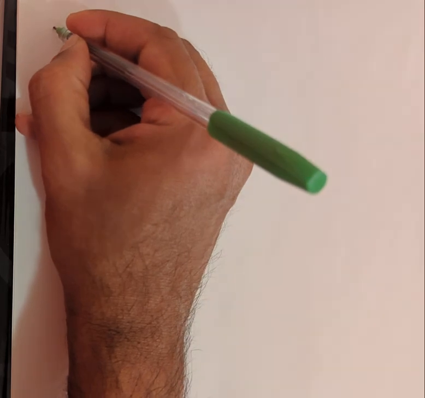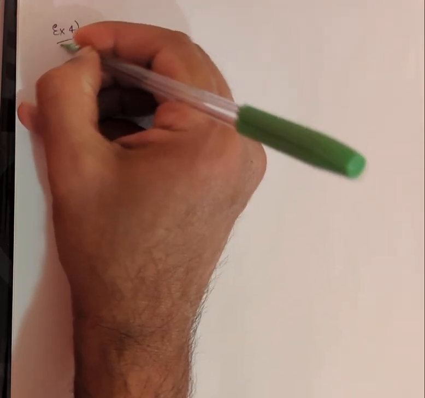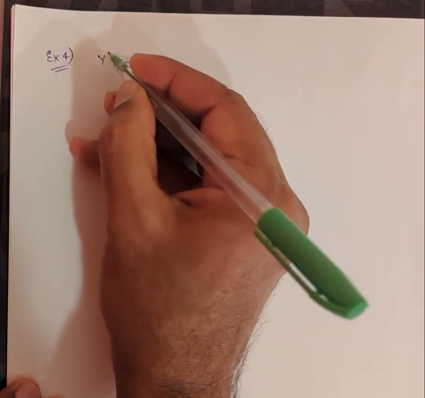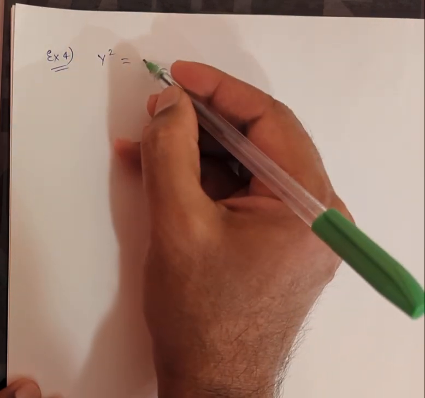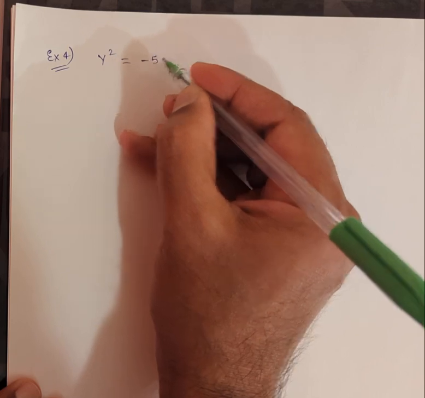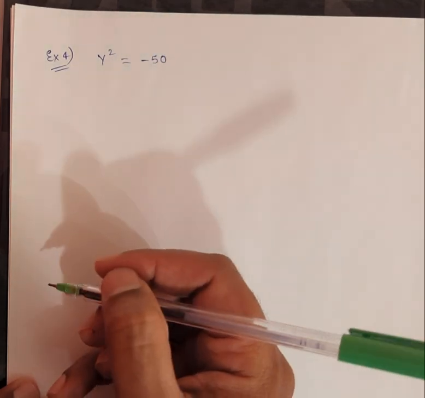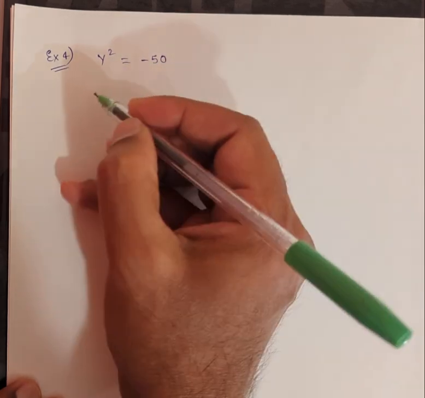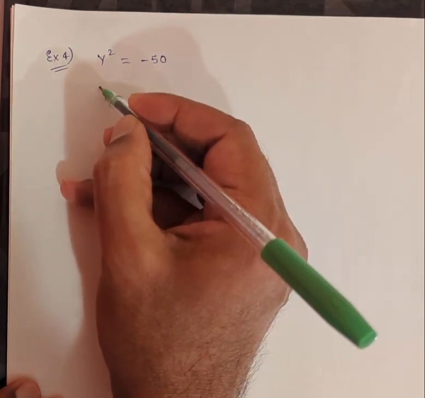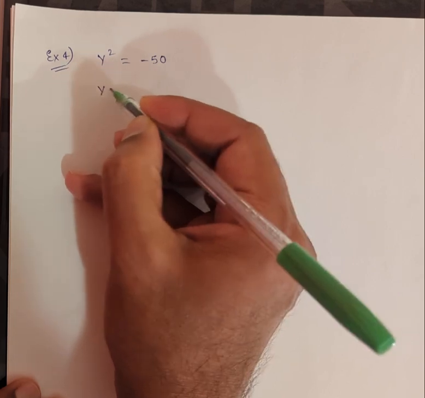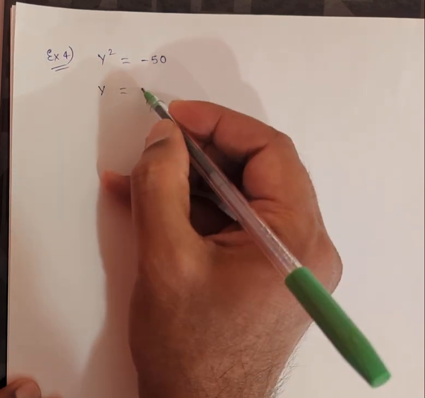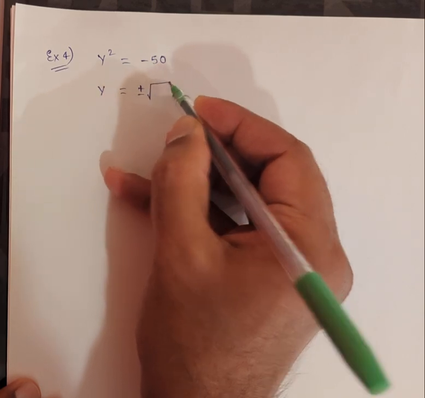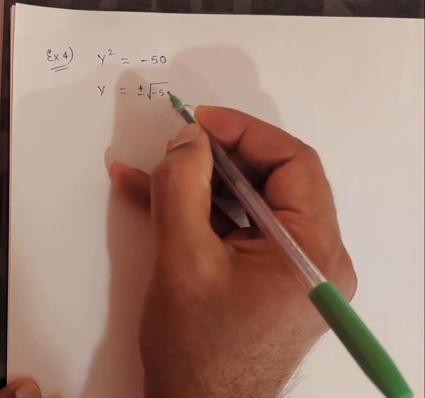Let's look at one other example. Example 4, I'm going to say y square is equal to negative 50. How do I solve for y? I'll take square root on both sides. So when I take square root on the left, I get y. But I have to introduce a plus or minus, and it is square root of negative 50.